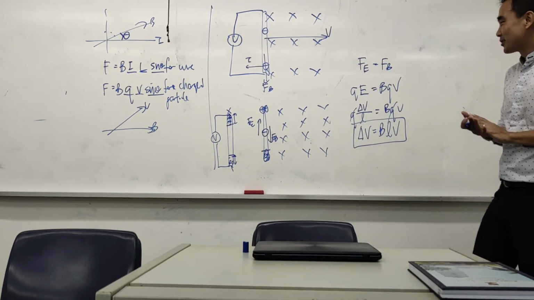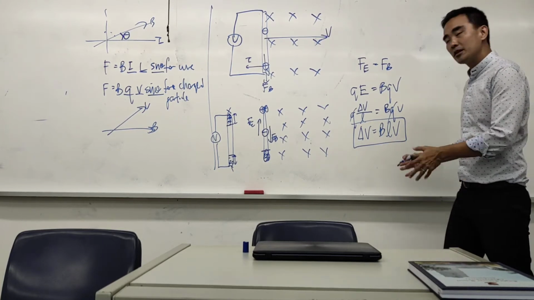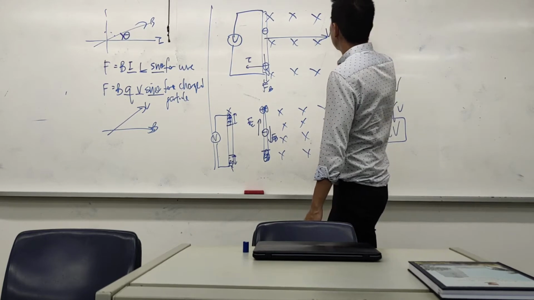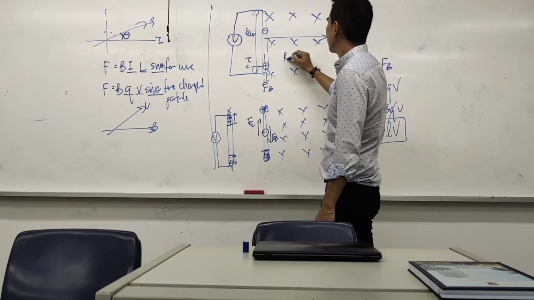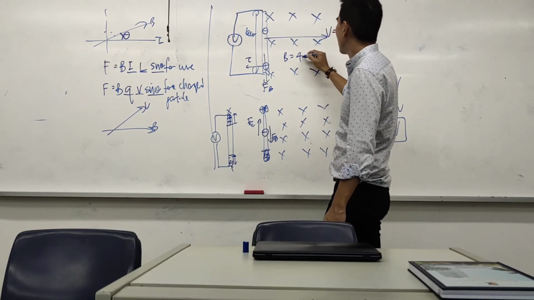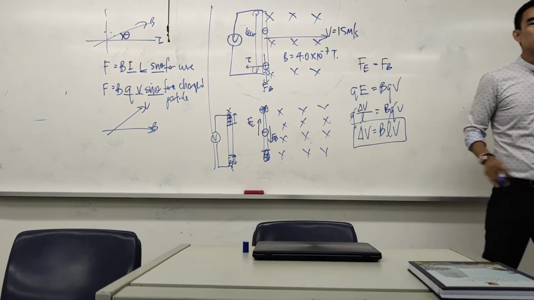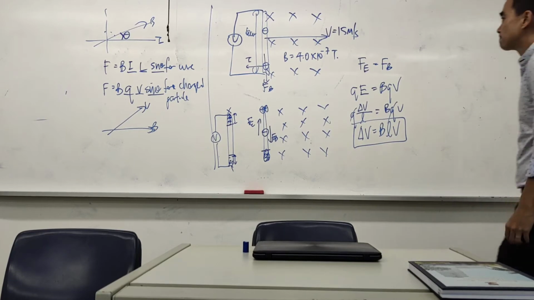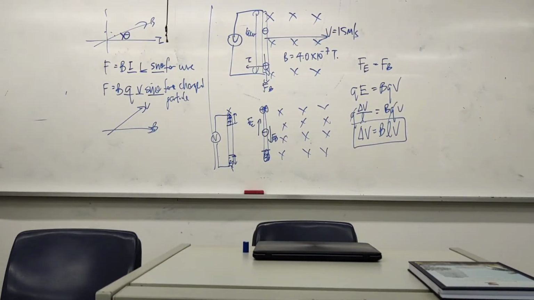Cool? Okay, now I'd like you to have a feel of the numbers. So let's try. If I were to pull a rod across at 15 meters per second, a rod that is, for example, 60 centimeters, and in the magnetic field there is Earth's magnetic field, 4.0 times 10 to the power minus 7 Tesla. Give it a try. Just play with the numbers, get a feel of the order of magnitude that you're talking about. 15 times 4.